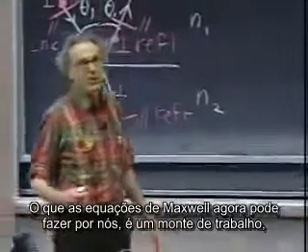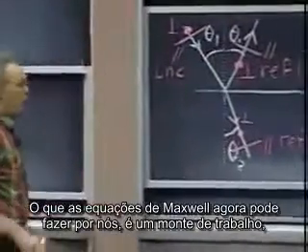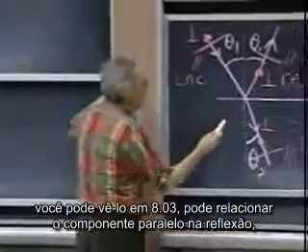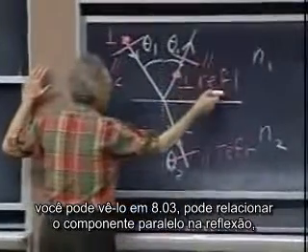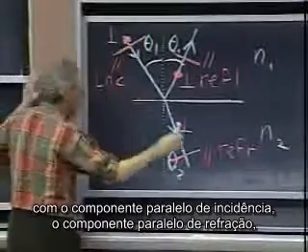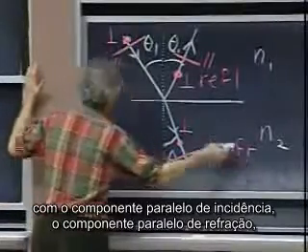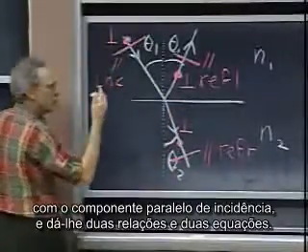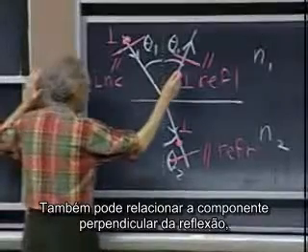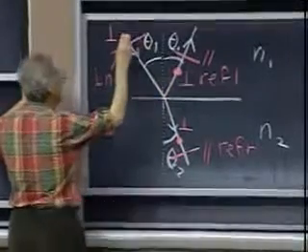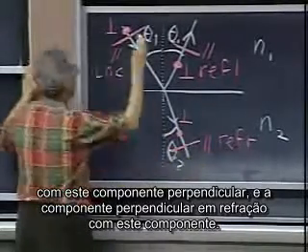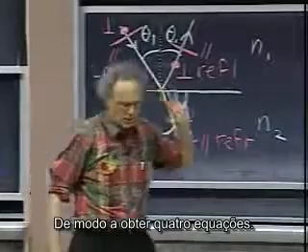What Maxwell's equations now can do for us, it's a lot of work, but you may see it in 8.03, it can relate the parallel component in reflection with the parallel component of incidence, the parallel component of refraction with the parallel component of incidence. That gives you two relations, two equations. It can also relate the perpendicular component of reflection with this perpendicular component and the perpendicular component in refraction with this component. So you get four equations.